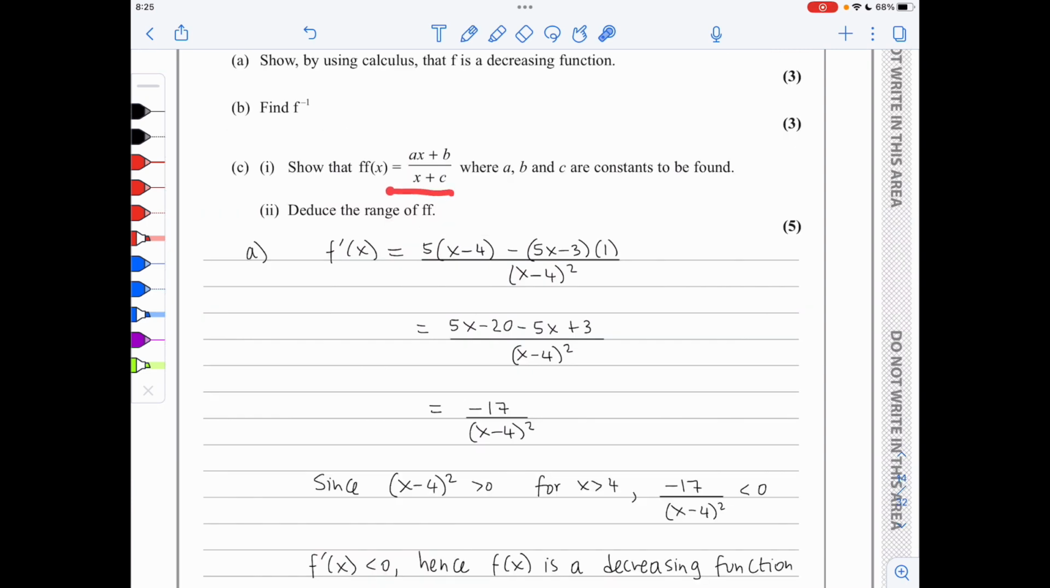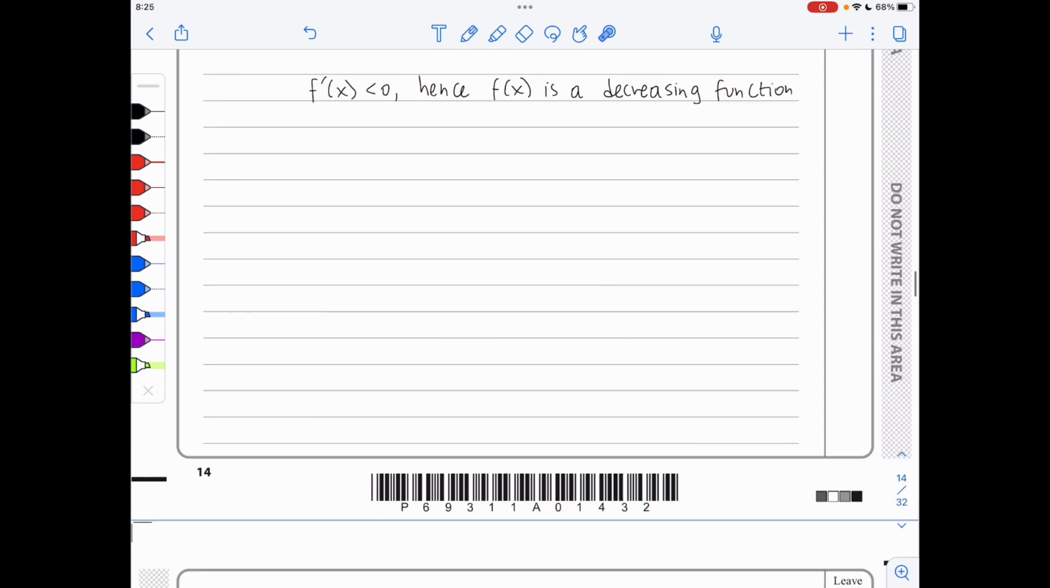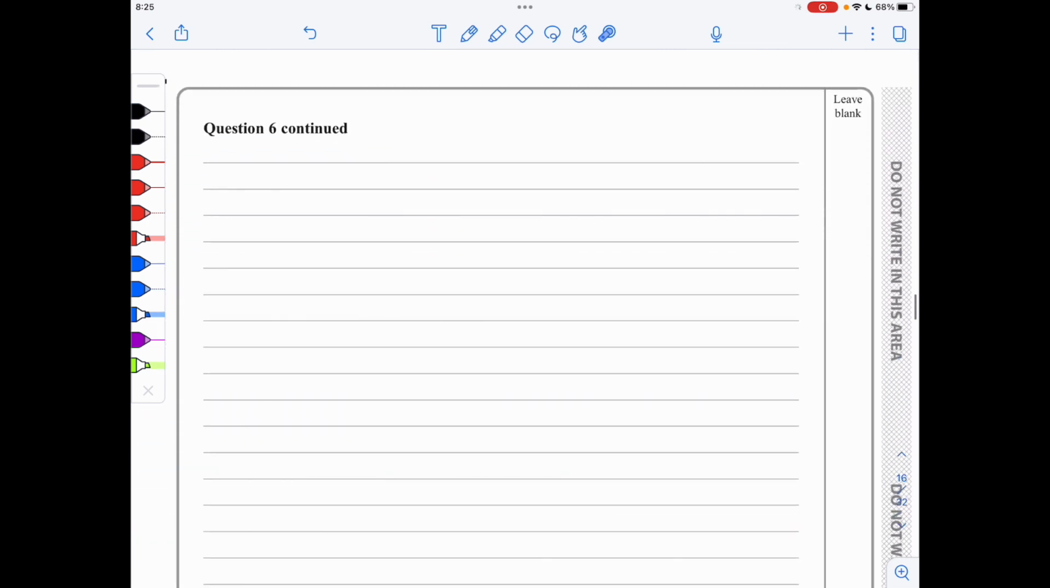And then in part ii, we need to deduce the range of f of f. So even though it's only going to be worth 2 marks maximum, probably, I will still need to go through the process of sketching this. So we have established that f of f of x is 22x minus 3 over x plus 13. As always, I will start with the asymptotes. So we've got an asymptote at x is minus 13.